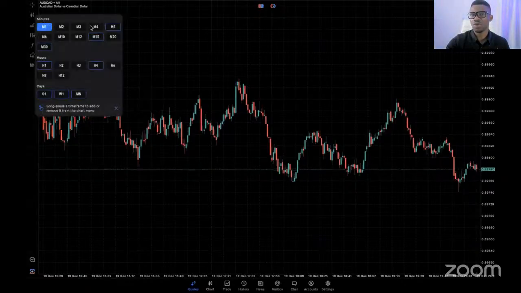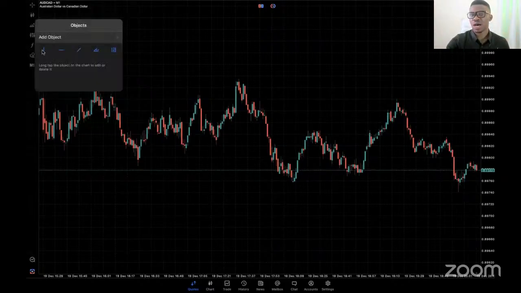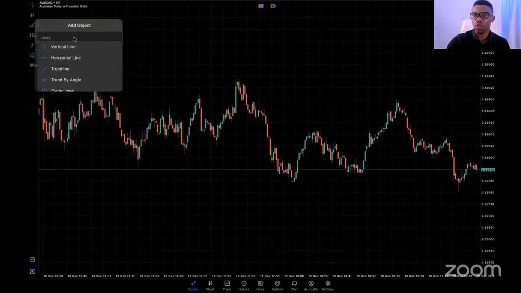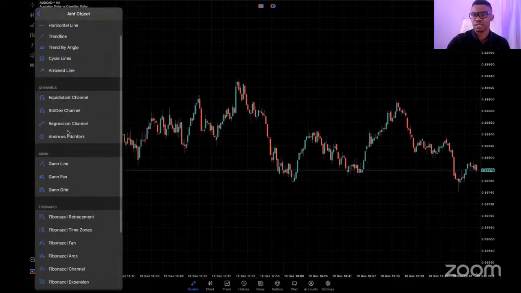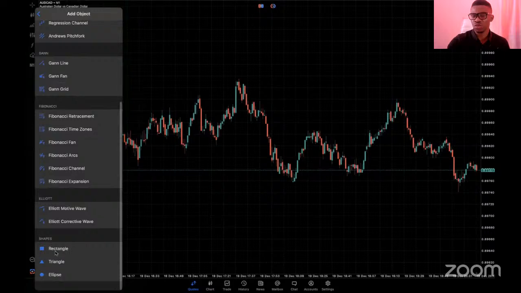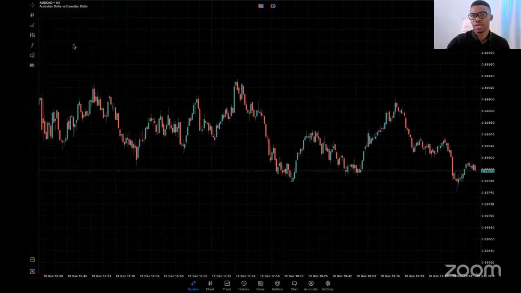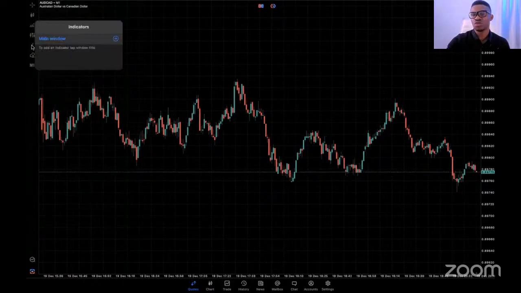1 minute, 2 minutes, 3 minutes, 4 minutes, 5 minutes, 6, 7, 8, 9, 10, etc., down to whatever time frame you have. This icon controls the objects: vertical line, horizontal line, trend line, then other objects. We can add more objects, like Fibonacci retracements, mostly rectangle, triangle, ellipse, etc. We can add more objects if we want. So we can close that part. This F sign controls indicators. We will not use it.